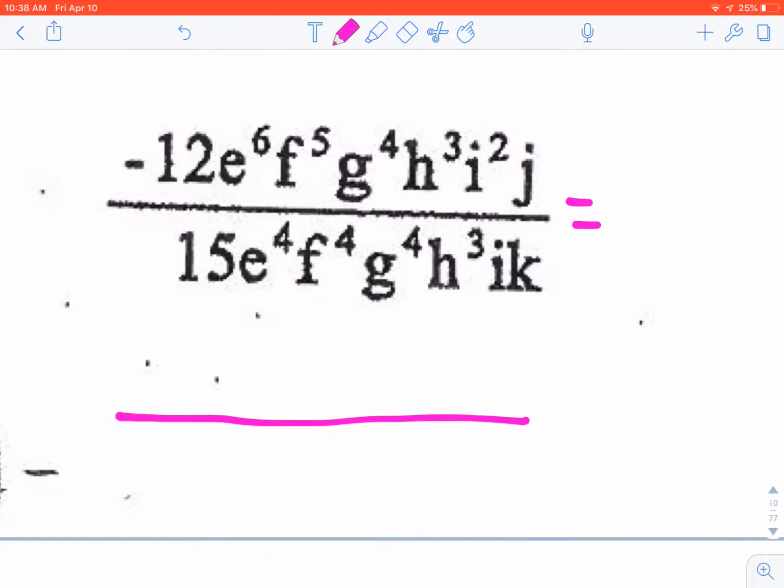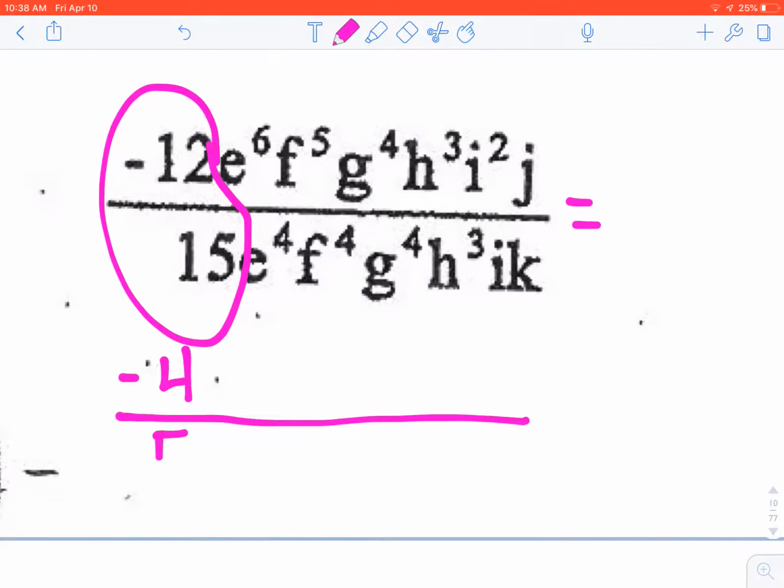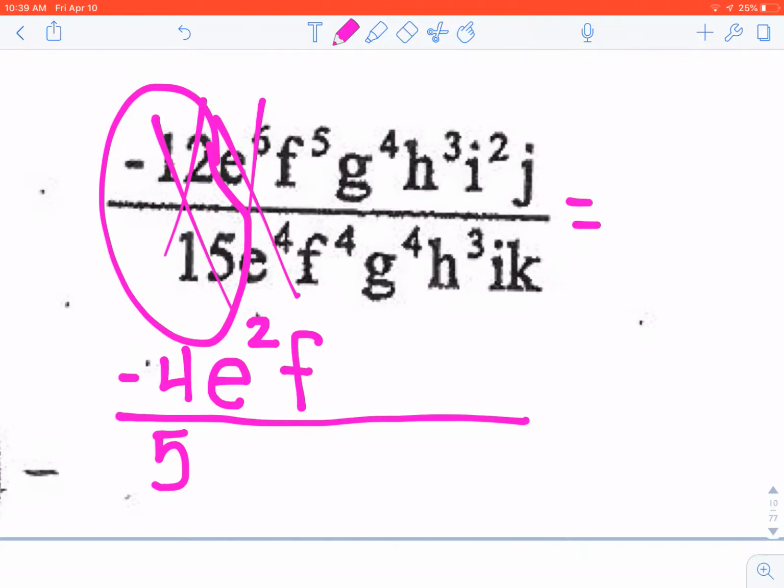Okay, so hopefully the first thing you're thinking is there's a coefficient in front that you need to reduce. Okay, so -12 divided by 15, math, enter, enter, reduces to -4/5. So that's simplified. Okay, now looking at our e's, e to the 6th over e to the 4th, take bigger minus smaller, keep the answer on top, so e to the second. Okay, we then have f to the fifth over f to the fourth, which reduces to f to the first. Keep it on top, that's where our bigger exponent is.